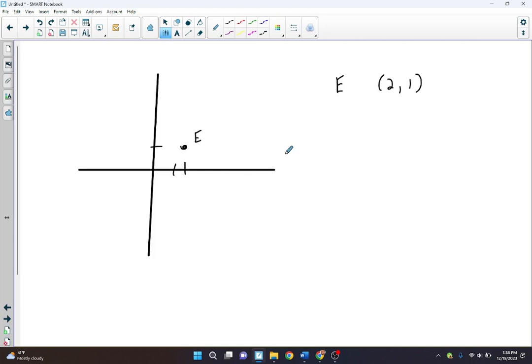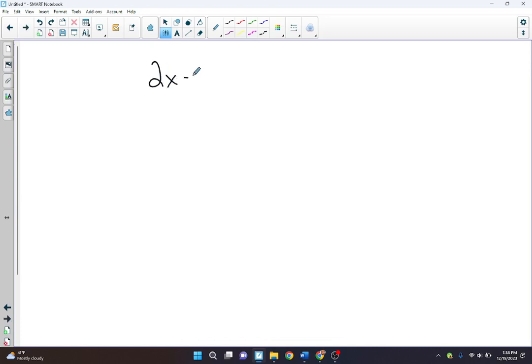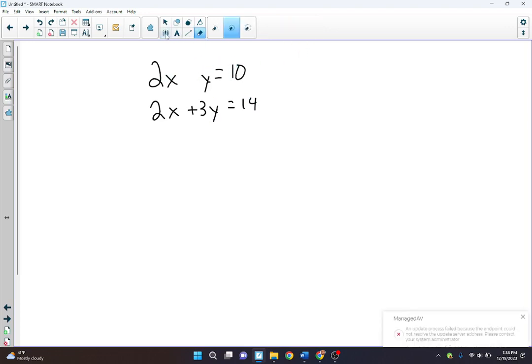Cool. Oh, wait, let me show you how to do something in the calculator. Oh, and we have to do the system of equations thing. We have two things we have to do. So, systems of equations: 2x plus y equals 10, and 2x plus 3y equals 14. That's the given equation.